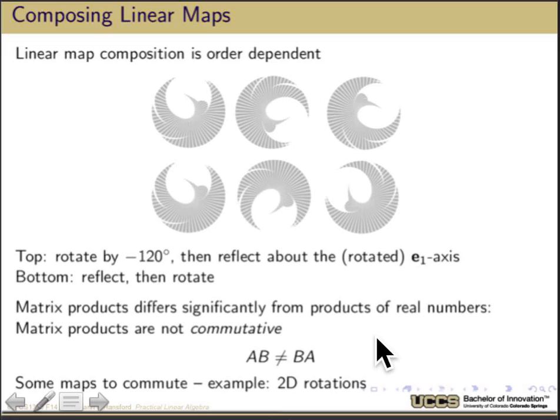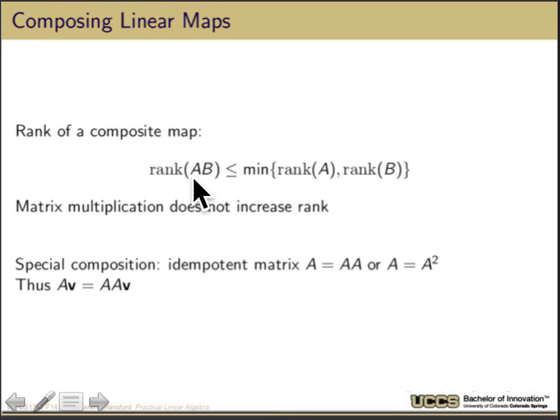A couple of other properties of composite maps. If I look at the rank of A times B, the rank of A times B is the minimum of the rank of A and the rank of B. It's not the product of the ranks, it's not the sum of the ranks, it's the minimum of the ranks. Matrix multiplication doesn't increase the rank.